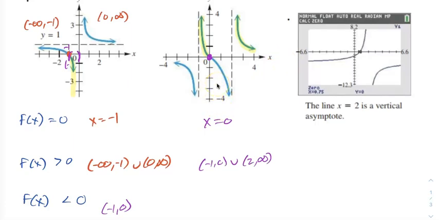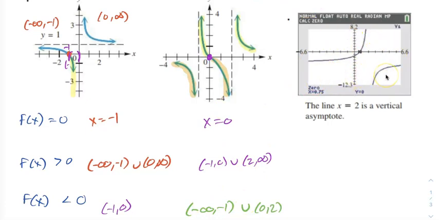And then where you're below 0, we're below 0 at two spots. Right here we're below 0, and right here we're below 0. So this would be from -infinity to -1. Remember, when you do intervals, you always go left to right. So left is -infinity, all the way to -1. Union, this little portion right here, which is 0 to 2. That's where it's below 0.